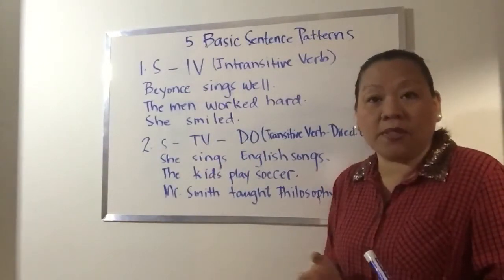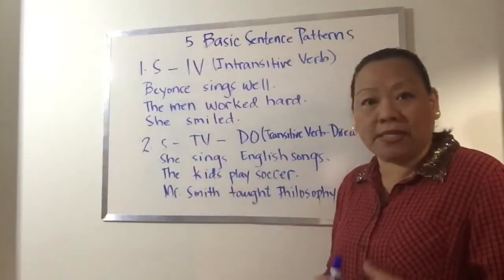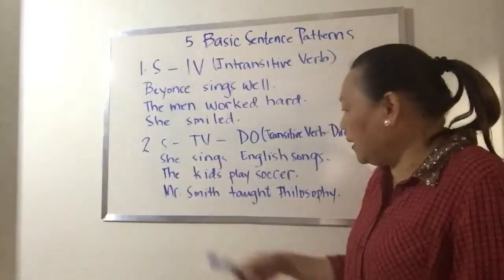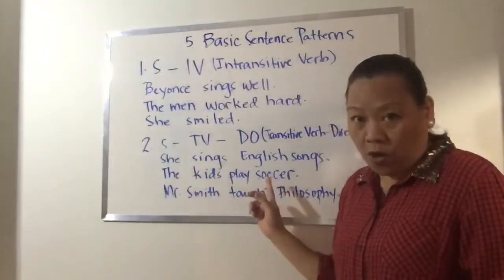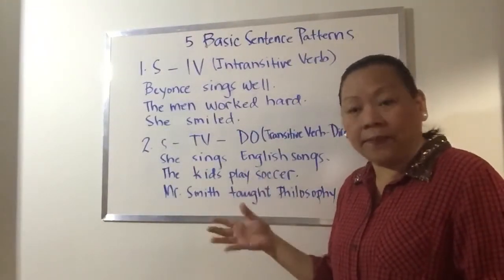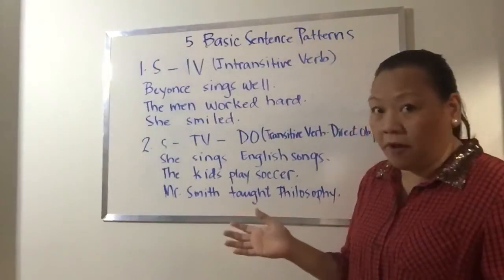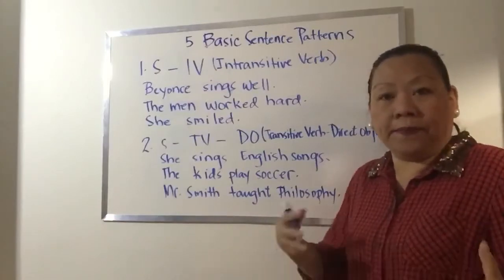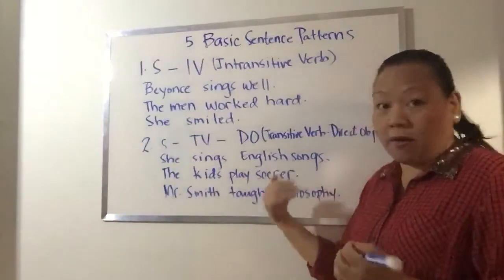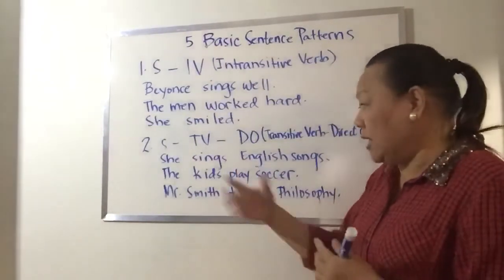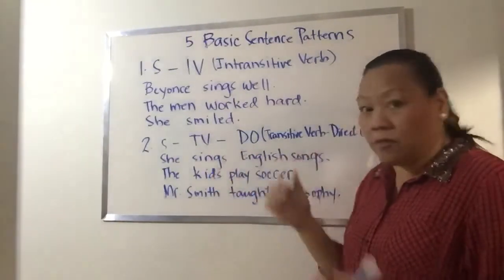Another example is: the kids play soccer. The same thing, it follows this pattern, STVDO. The kids is an example of a noun. Play is a transitive verb because it's followed by an object, which is the sport soccer. Now you can expand your sentences by using modifiers as well, or prepositional phrases, for example. The kids play soccer on weekends, or the kids play soccer after school. She sings English songs very well.